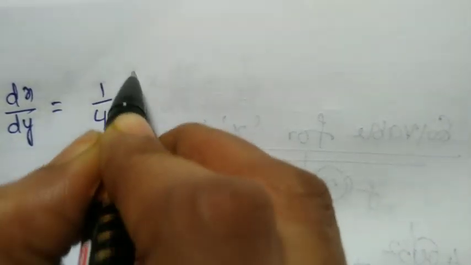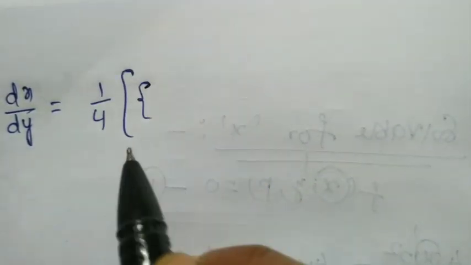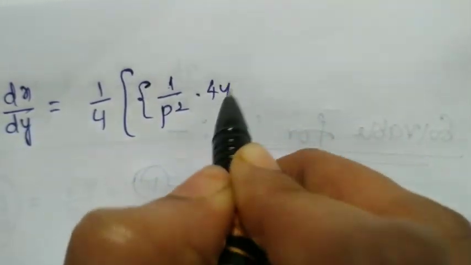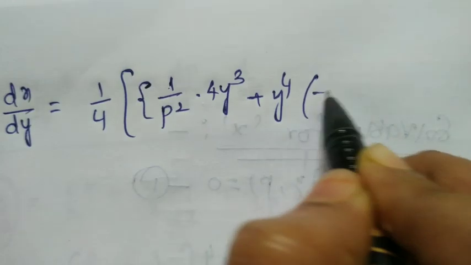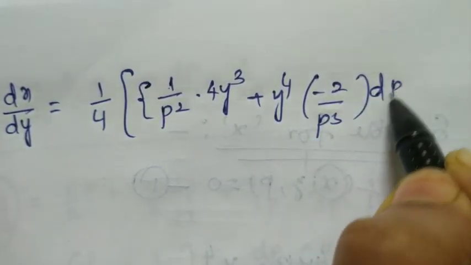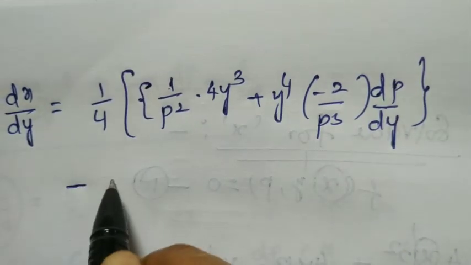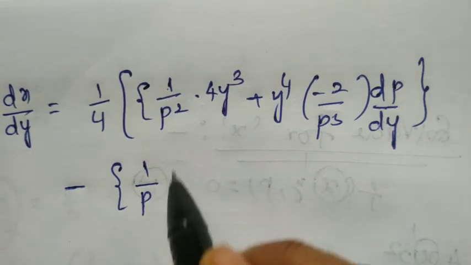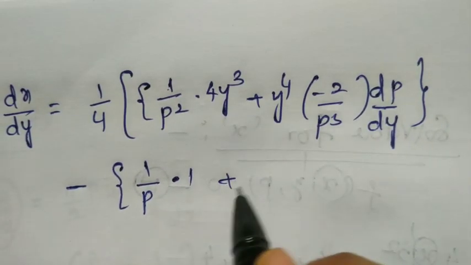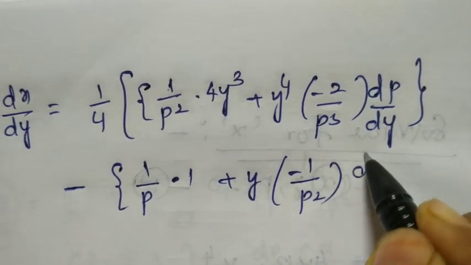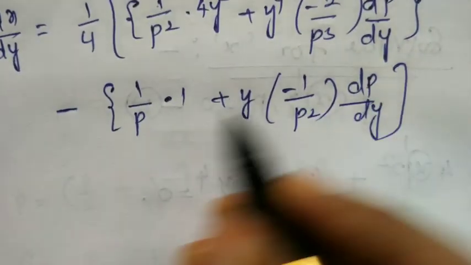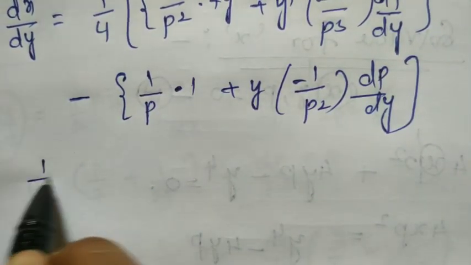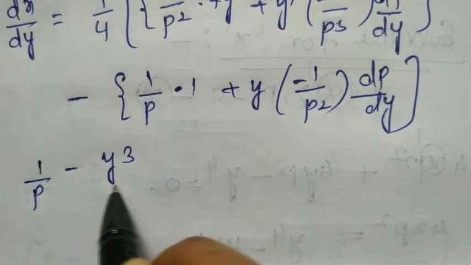Now differentiate x with respect to y. So dx by dy equals 1 by 4 of, by using the u by v formula, 1 by p square into 4y cube plus y power 4 into minus 2 by p cube dp by dy, minus of 1 by p into 1 plus y into minus 1 by p square dp by dy. The next term is also by the u by v formula.